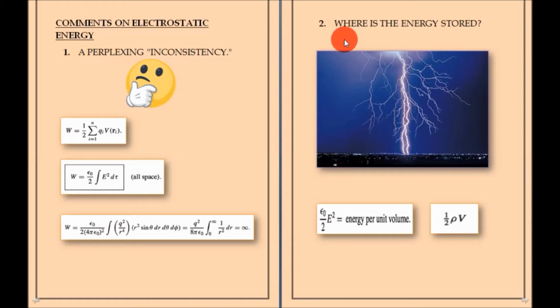The second dazzling question is, where is the energy stored? Whether the energy is stored in the field or it is stored in the charge configuration. If you speak in the context of radiation theory, then the energy is stored in the field with the energy density given by this formula. But when you speak in terms of electrostatics, the energy is stored in the charge configuration.